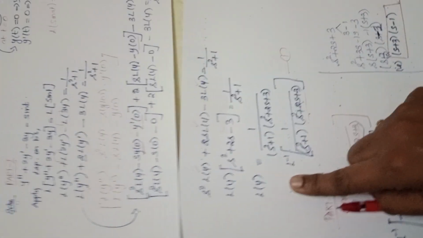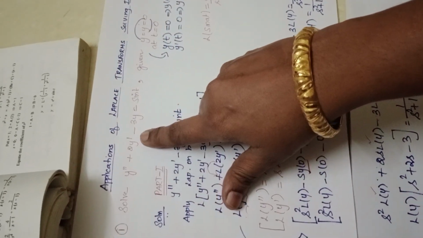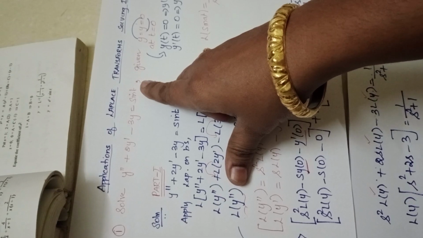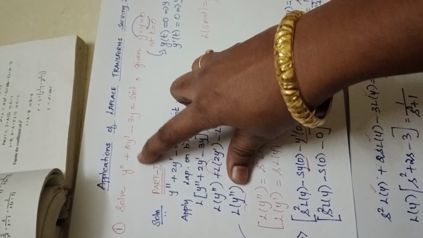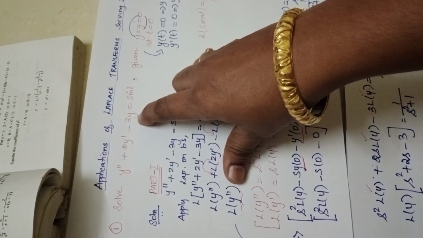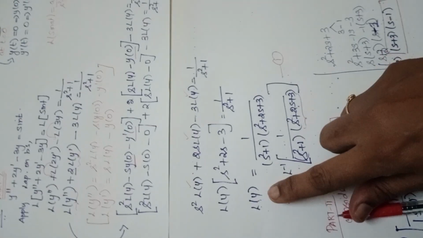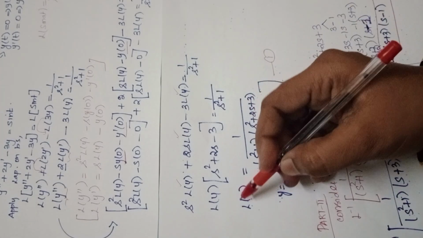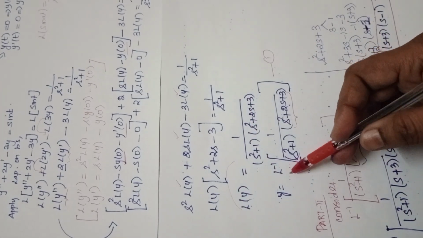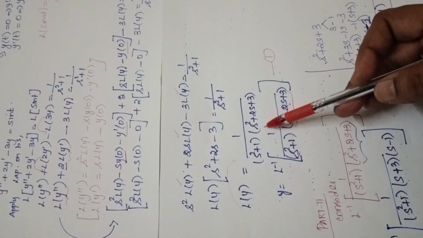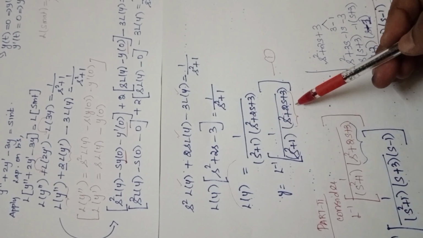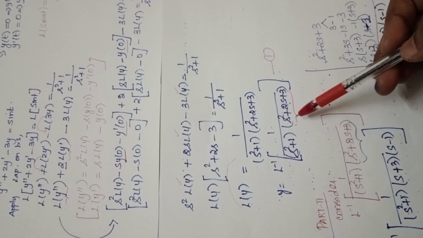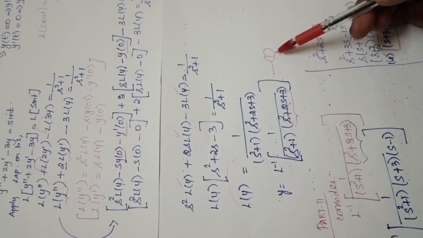Actually the question is to solve y double dash plus 2y dash minus 3y equal to sin t. The function for this given equation is y, so solving should give the value of y. Because of this reason, from L of y, I should find what is y. So bringing this L to the other side will become L inverse. So y is equal to L inverse of 1 by s square plus 1 into s square plus 2s plus 3 is the resulting expression, and this expression is called equation 1.